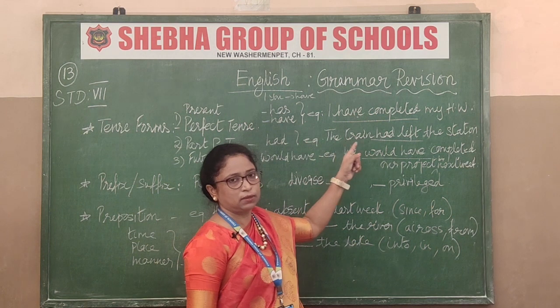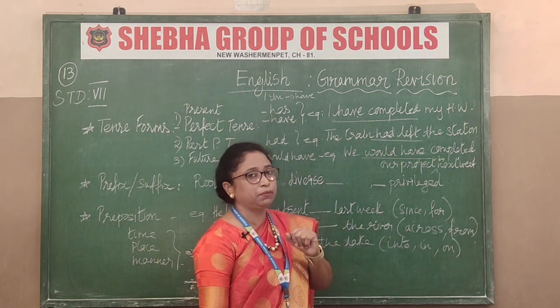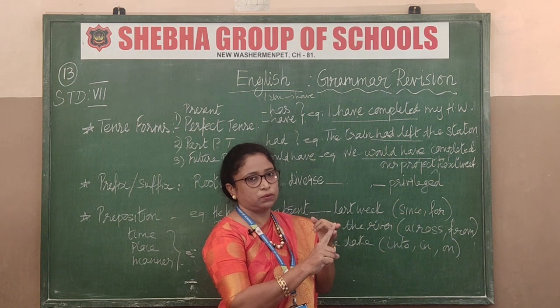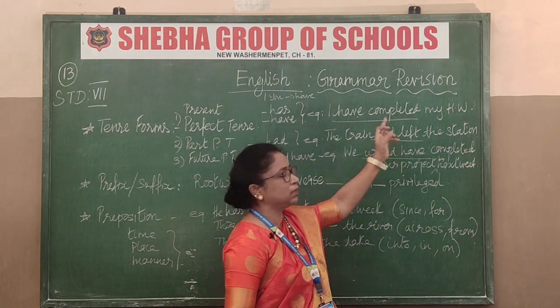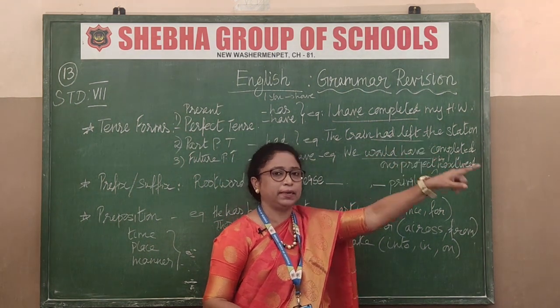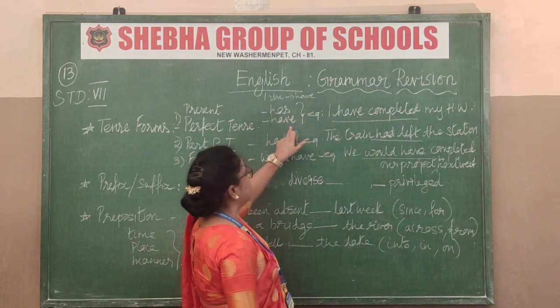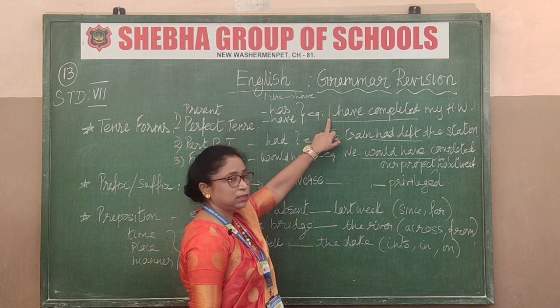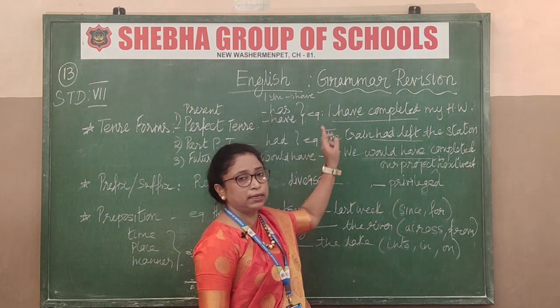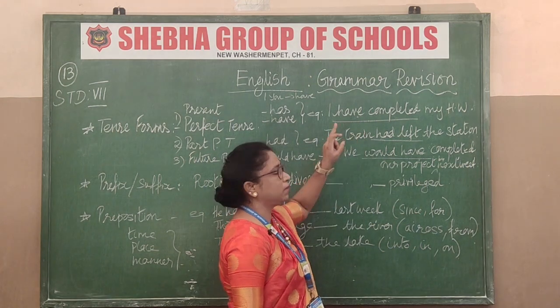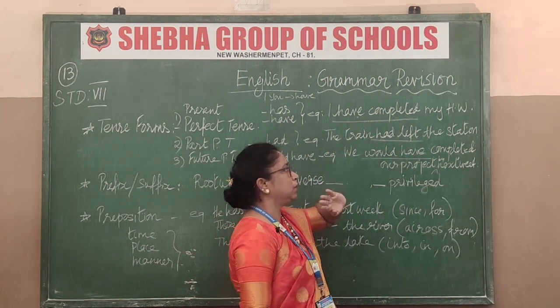So, what is given to you? Fill in the blanks with appropriate present perfect tense. Okay, if that is given, what is present perfect tense? What should you write? Either has or have, and that word should be written in the participle form, complete, completed. Now, what is given here? Present perfect tense, and "I" is given here. So, what I told you for I, what should you write? Has? No, it should be written as have.